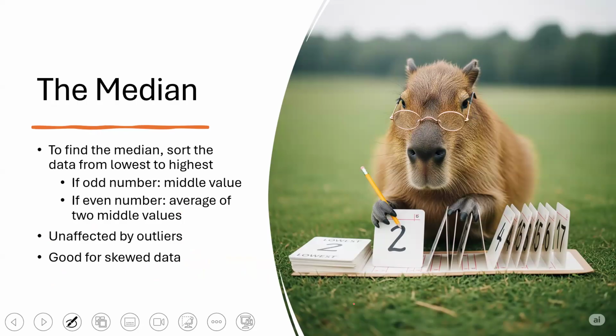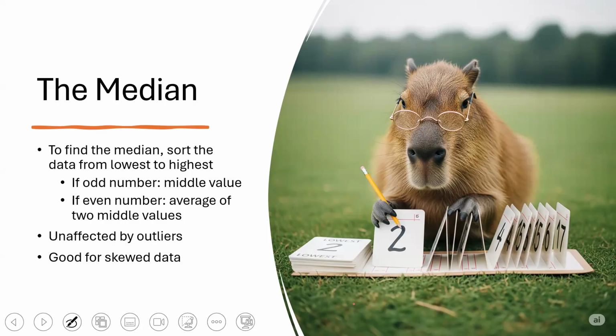Now the median is the middle value when the data are arranged from smallest to largest. If you have an odd number of values, it's the exact middle value. If you have an even number, it's the average of the two middle values. Unlike the mean, the median is not influenced by outliers. It's a much better choice for skewed data or situations where one or two extreme values might otherwise throw off your summary. For example, if you're looking at home prices in an area where one mansion costs 10 times more than the rest, then the median gives a clearer picture of what the typical home is.